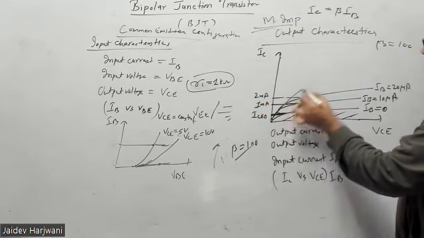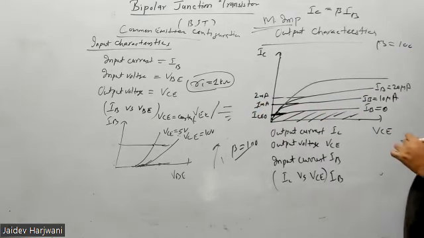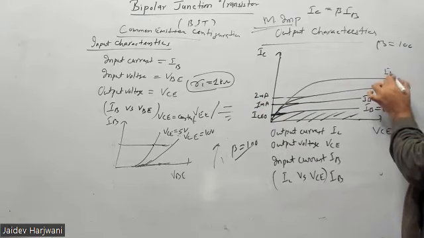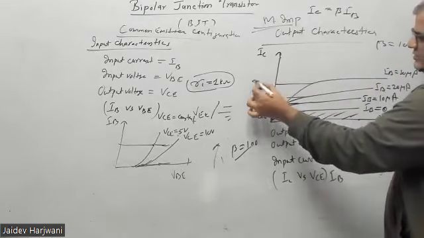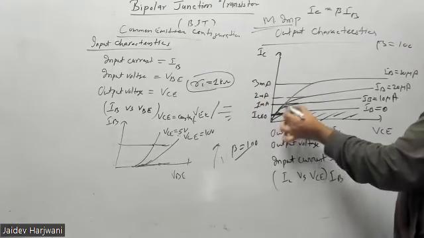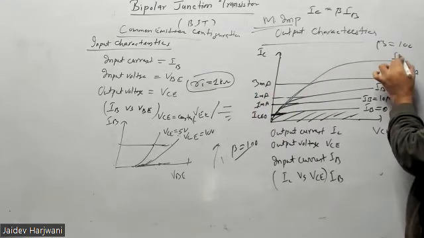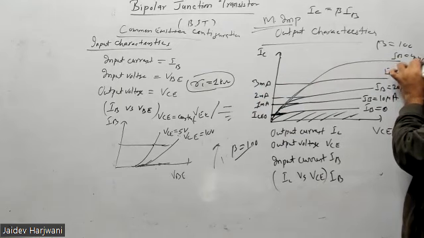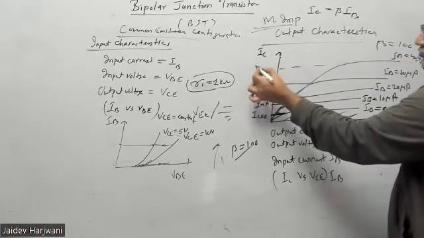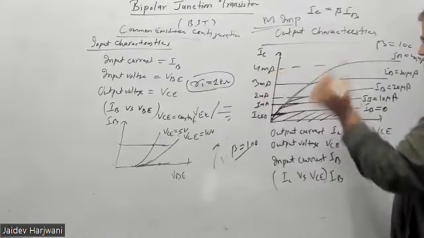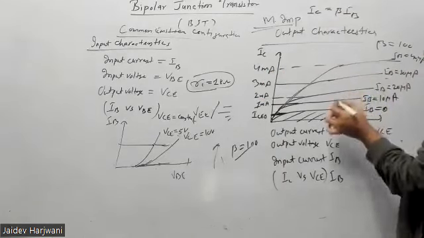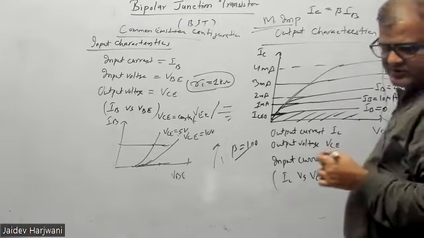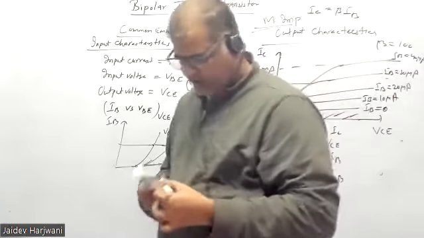If I say this is my 30 microampere, and this become 3 milliampere. If you say this is my 40 microampere, so this become my 4 milliampere. This is my curve, and this is slightly tilted. Okay, this is not here. So tilted curve shows this is not infinite, but it's still very high. Okay, not infinite.